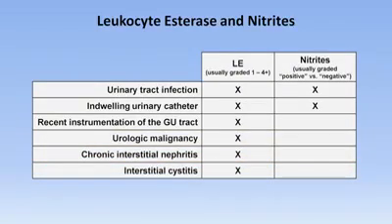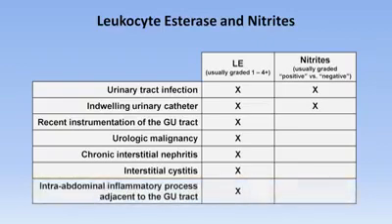cystitis, and in an intra-abdominal inflammatory process that happens to be adjacent to the GU tract. This diagram does not hold up 100% of the time, but it's a good general guide.